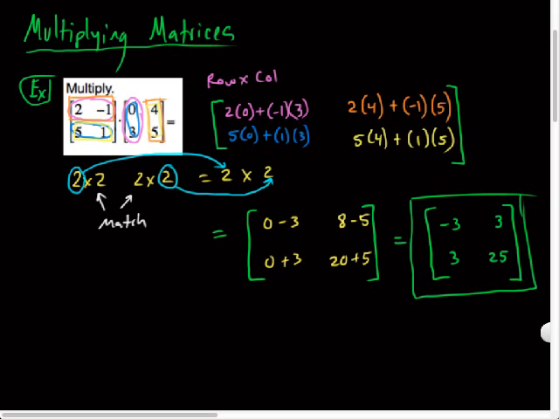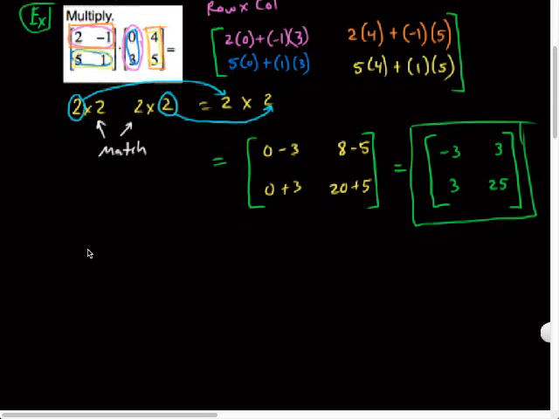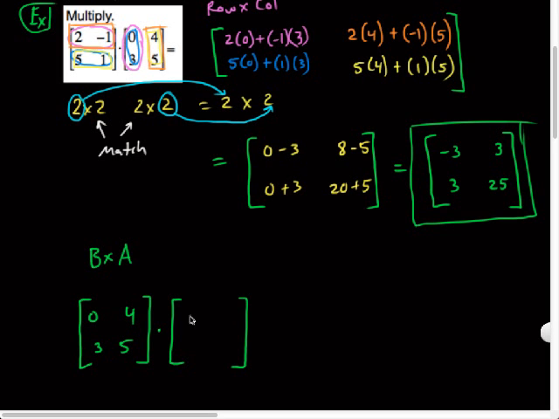Now, one of the things I want to point out, or let me ask you this question. All right, if this was matrix A times matrix B, do you think that would be the same answer I would get if I do B times A? So if I do matrix B times A. Let's actually write this out. We won't necessarily go the whole way, just until we feel confident in our conclusion. So let's see, if I have 0, 4, 3, 5, and I'm multiplying by 2, negative 1, 5, 1, do you think that's going to be the same thing?